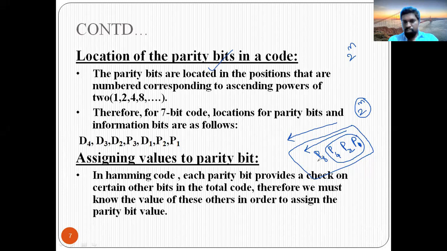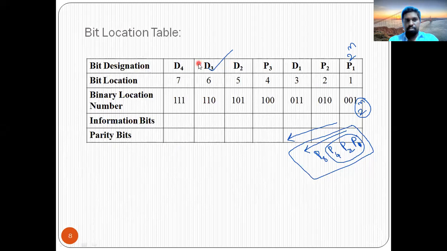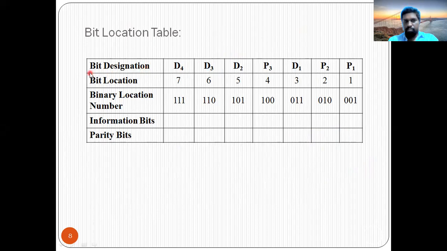After finding the positions of parity bits, we need to frame the bit location table. This table will consist of the bit designation, bit location, binary location number, information bits, and parity bits. These five labels will be the same for any problem, and the designation will change according to the given question. Suppose the question is given with four information bits, then this is the sequence.